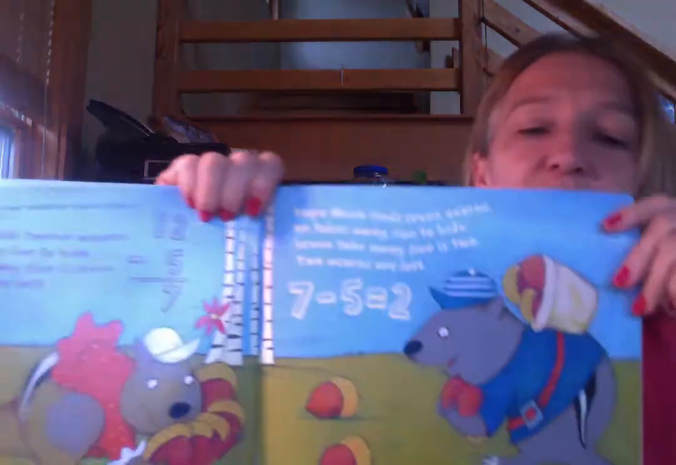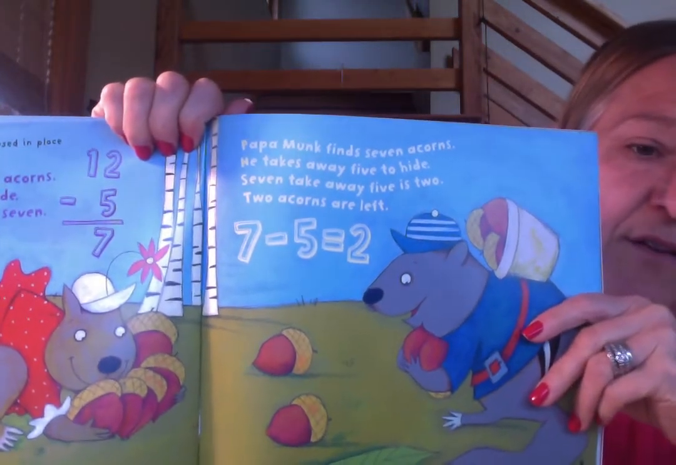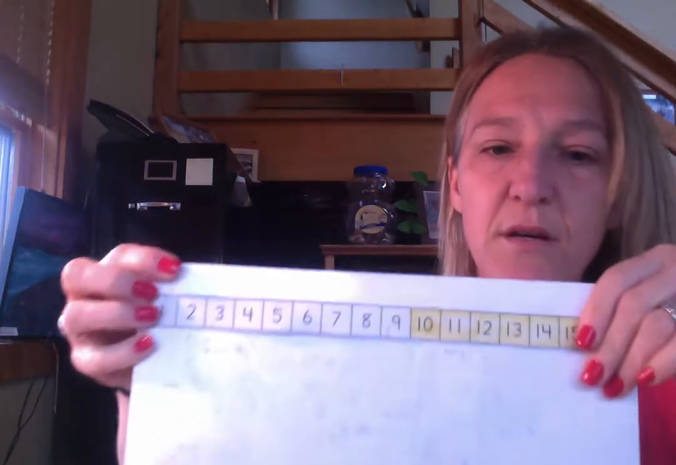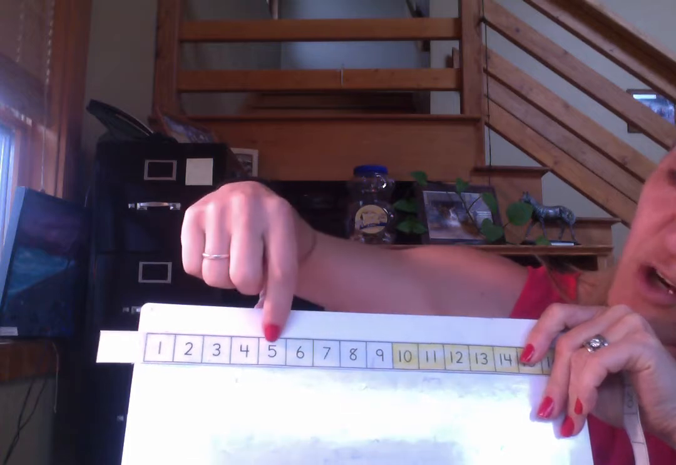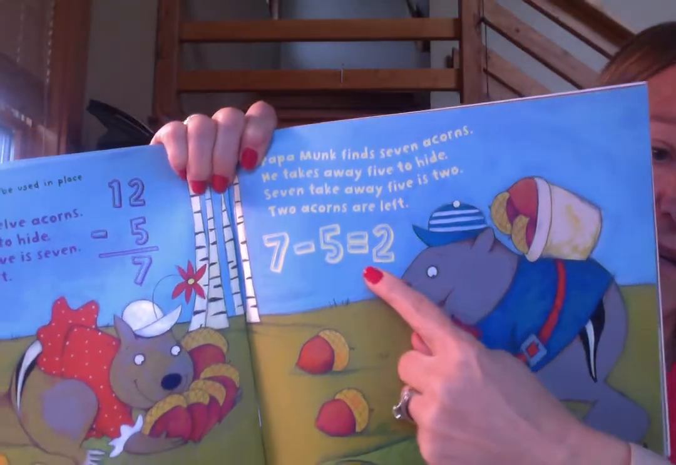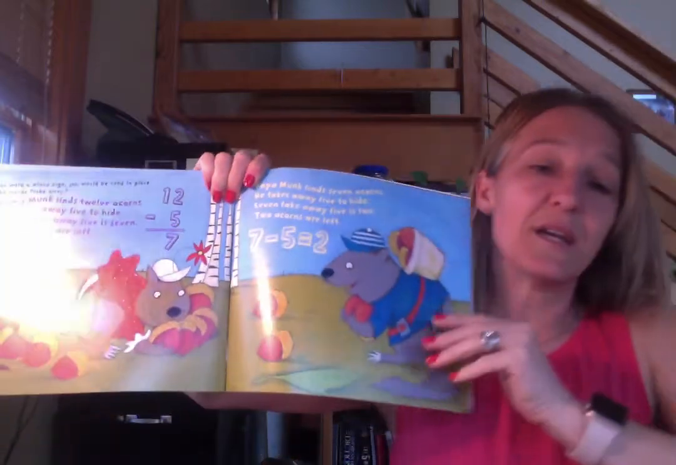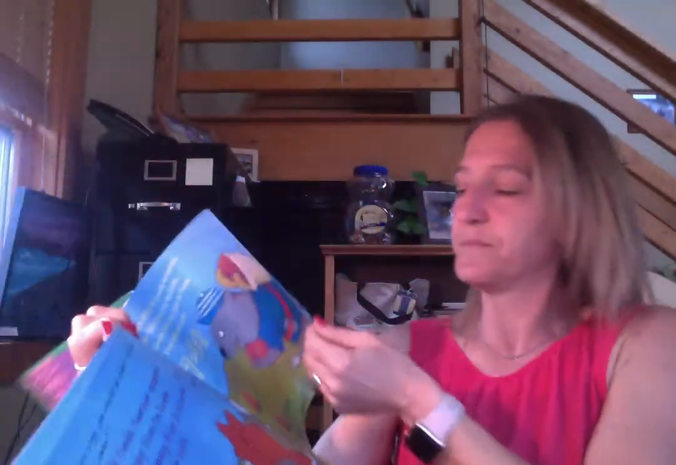Okay. Or we could say, how far apart are 7 and 5 on the number line? Let's take a look. Here's 5 and here's 7. How many jumps? 1, 2. So they're 2 apart on the number line. That means the answer of 2 is how different those numbers are.